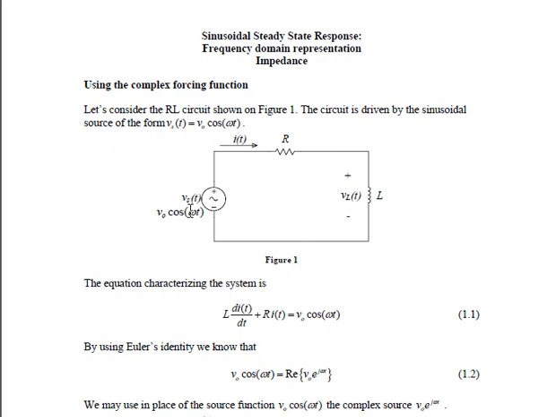So for example, this circuit here. As you can see, we have the source voltage that is equal to V sub O cosine of omega t. So this is a sinusoidal source, no? Because it's composed of cosine. As long as it is cosine, it is a sinusoidal.